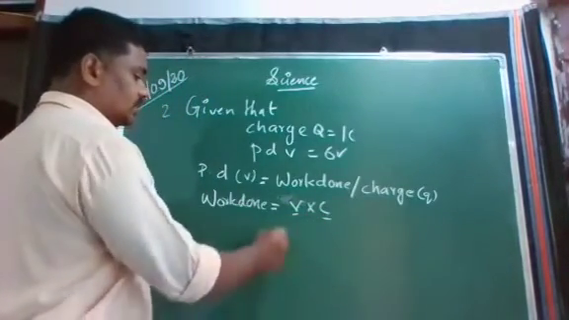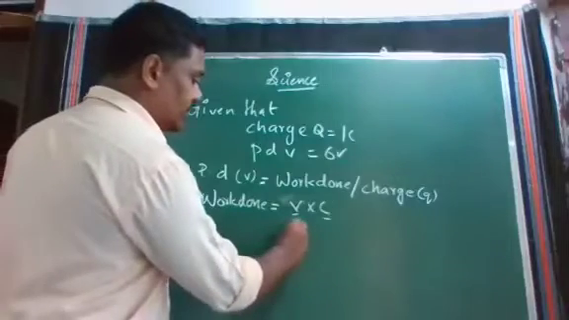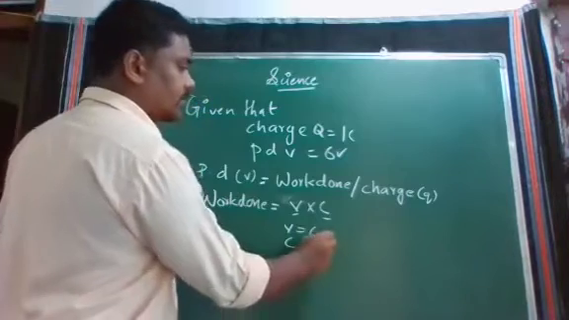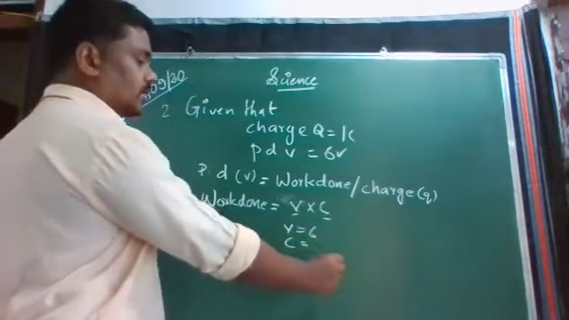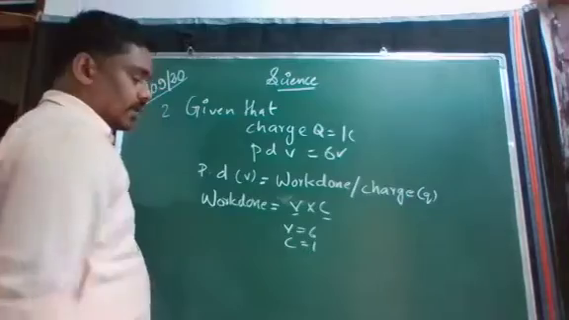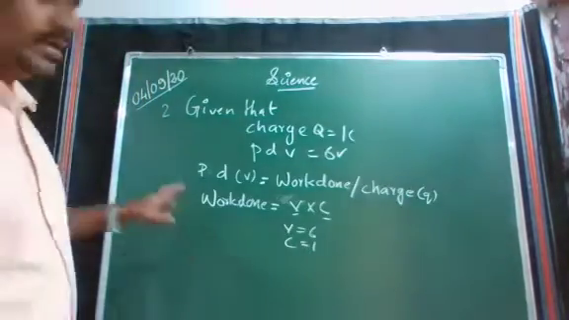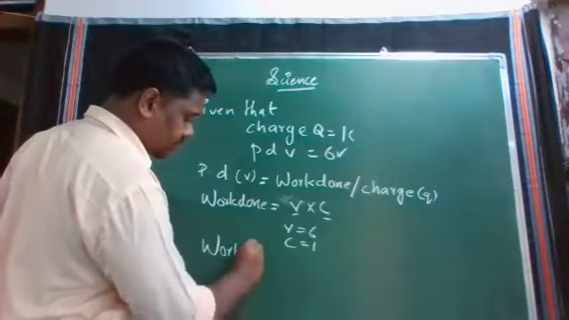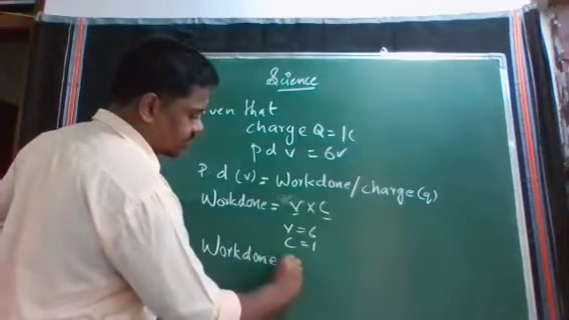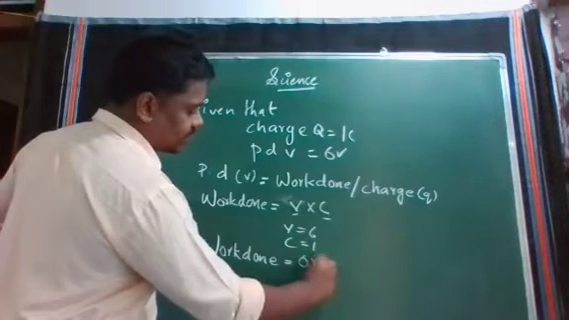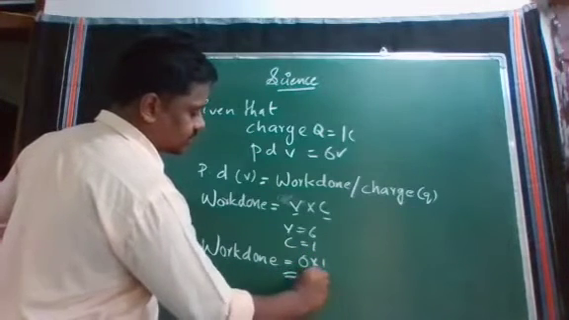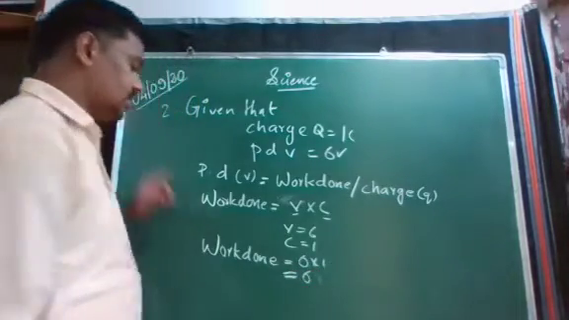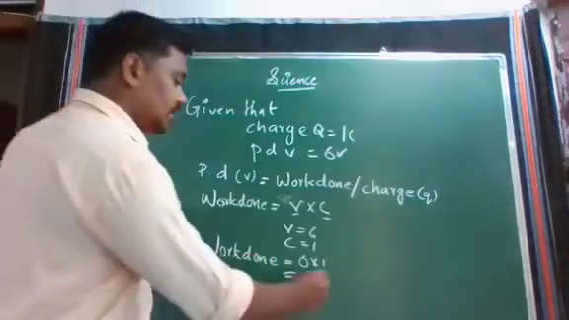So, here V is equal to how much? 6, and charge is equal to 1 coulomb. Okay, so the work done is equal to 6 into 1, that is 6 joule.